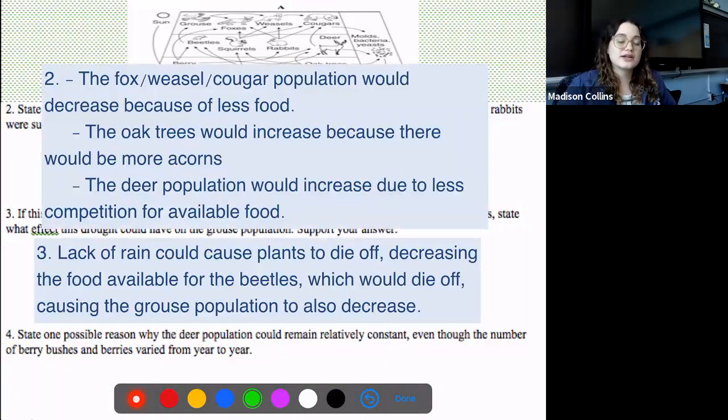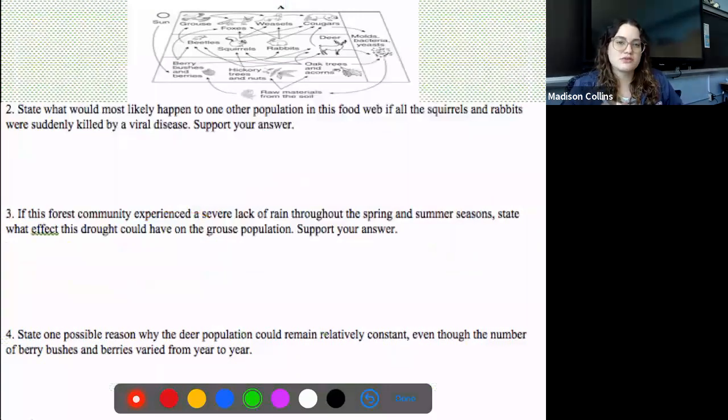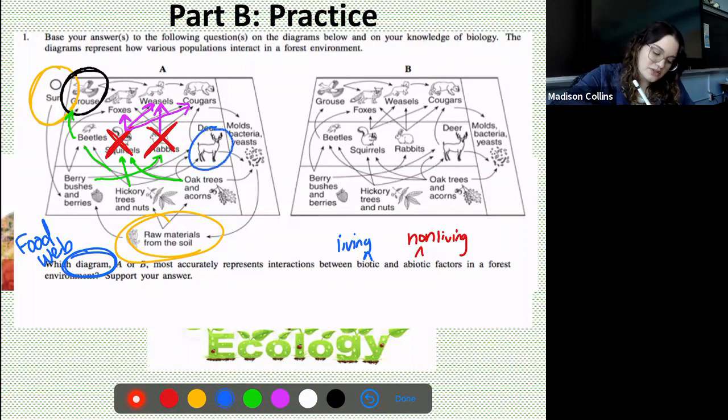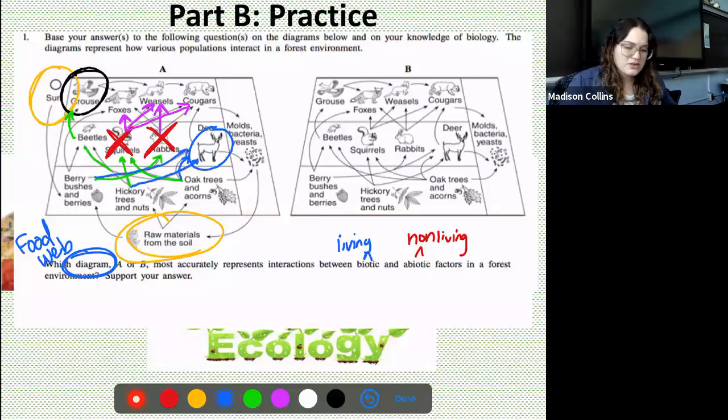And now number 4, state one possible reason why the deer population could remain relatively constant, even though the number of berry bushes and berries varied from year to year. So if their food sources are changing, why do you think the deer populations could remain stable? Let's take another look at our diagram, right? I'm gonna circle our deer in blue. So we see that these deer can eat hickory trees and nuts. They can eat the oak trees and acorns. They can eat the berry bushes and berries. So why might they survive? Why might they be okay?